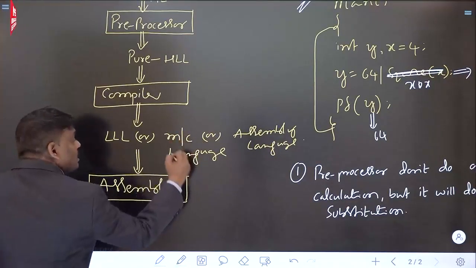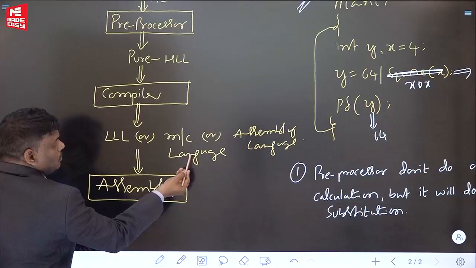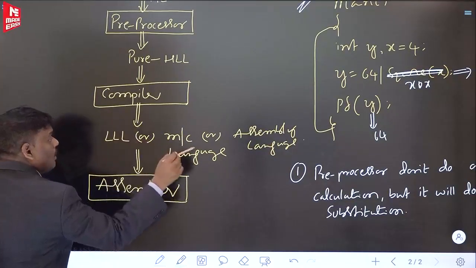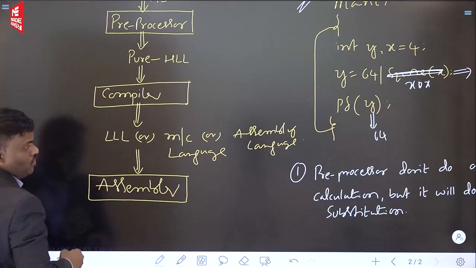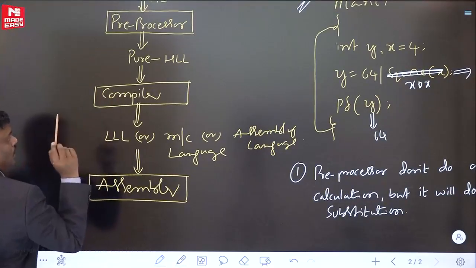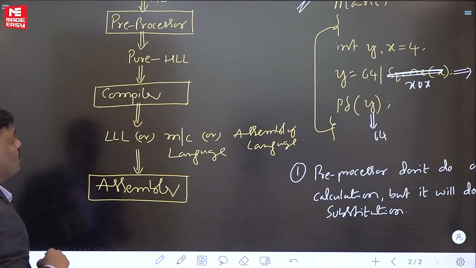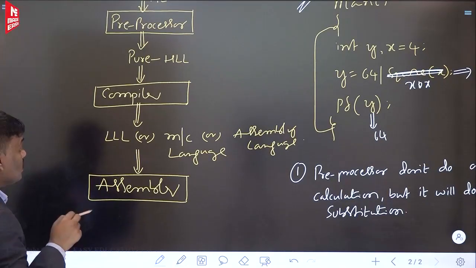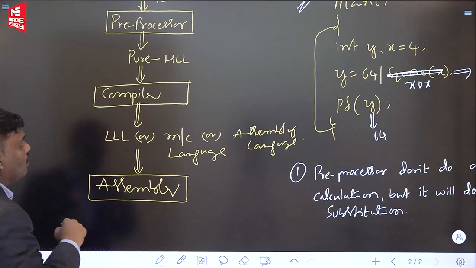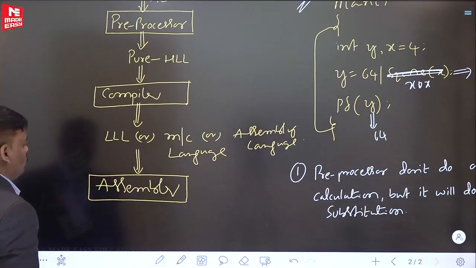This is the language of the processor. The processor can understand only low level language, machine language. So the output of the compiler is going to be low level language, machine language. And one more thing, this is the input to the next person, the assembler. That is the reason it is also called assembly language.